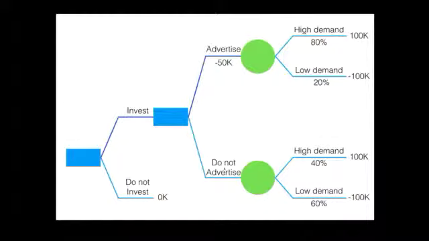$100,000. If he does not advertise, there's a 40% chance of high demand with profits of $100,000 and a 60% chance of low demand with losses of $100,000. So the way to work through this is to go through right to left and figure out what the expected value of these two different situations is when he advertises versus does not advertise.